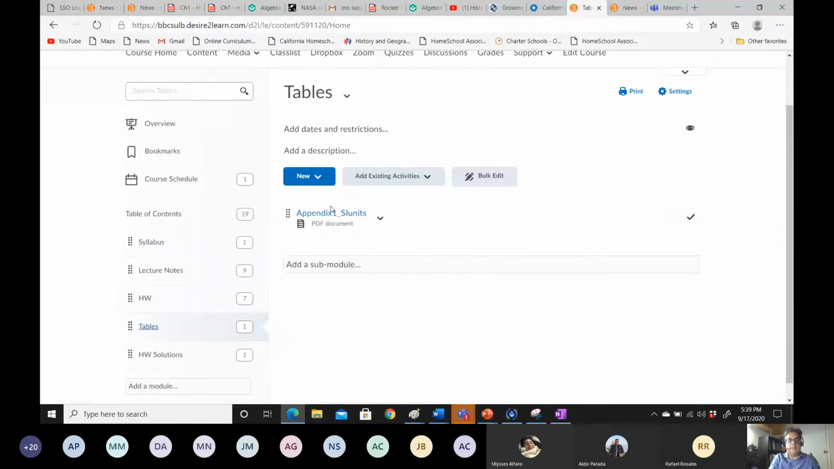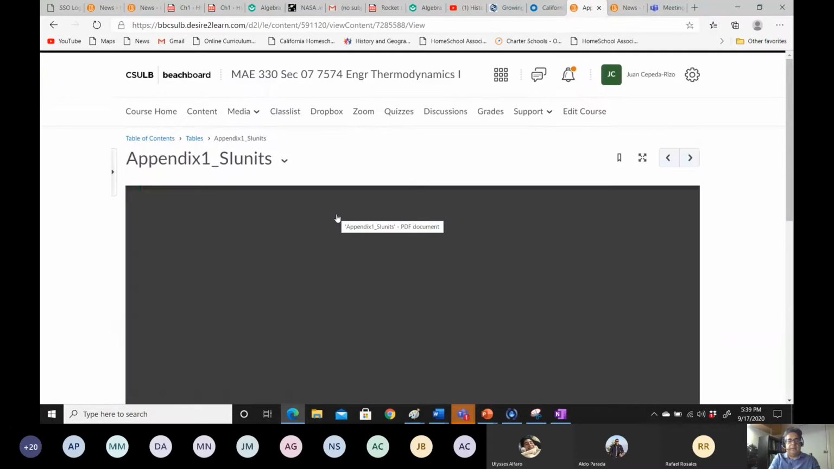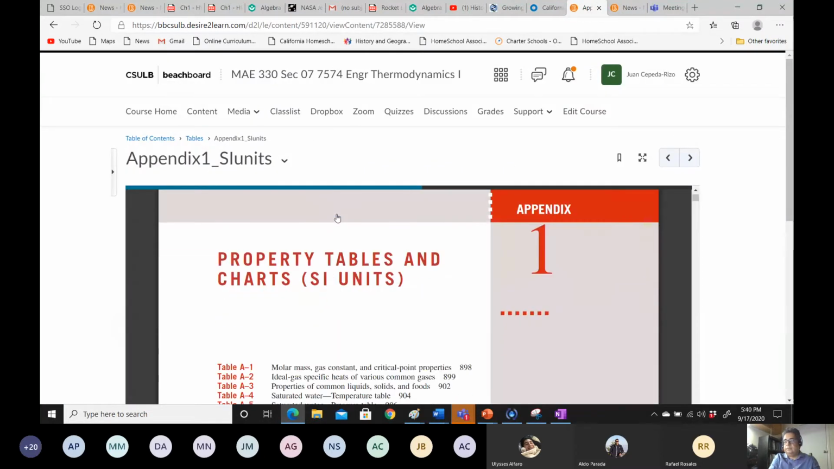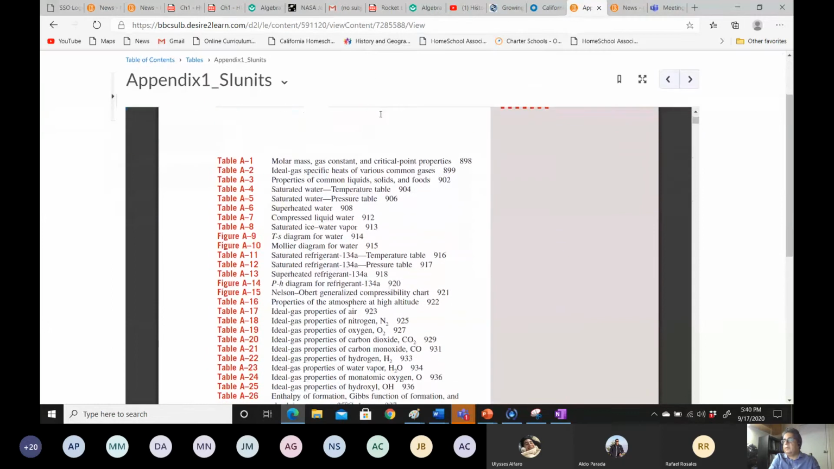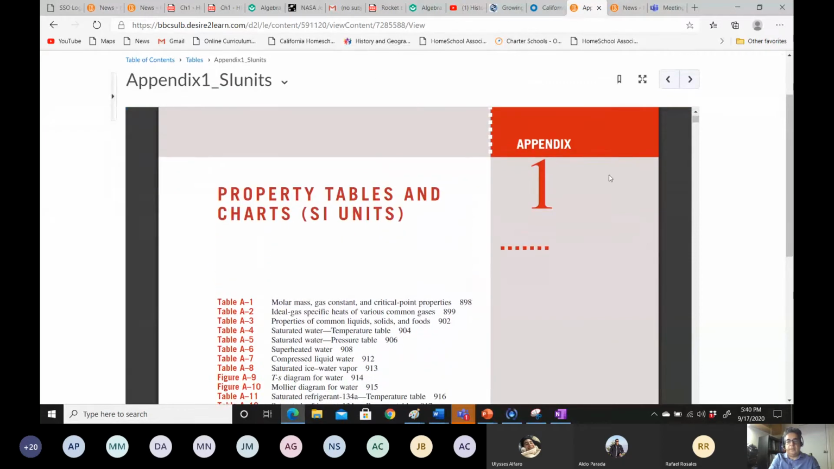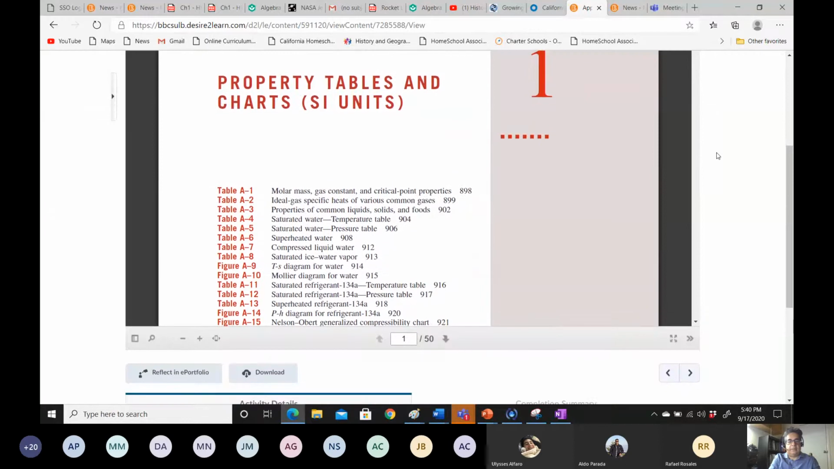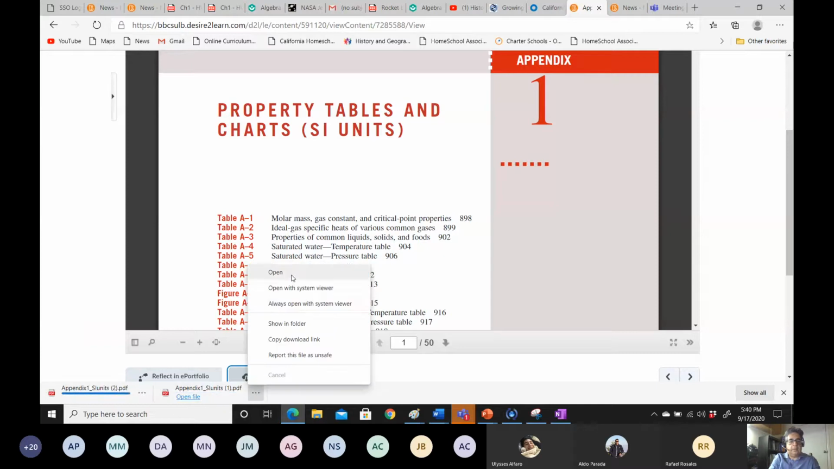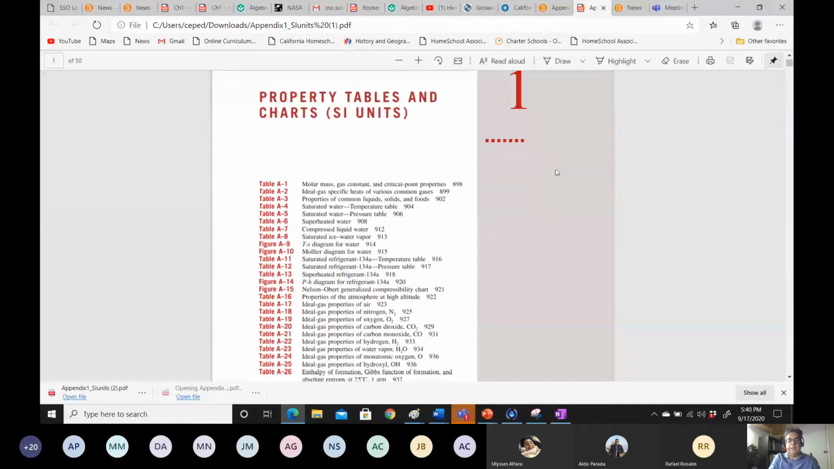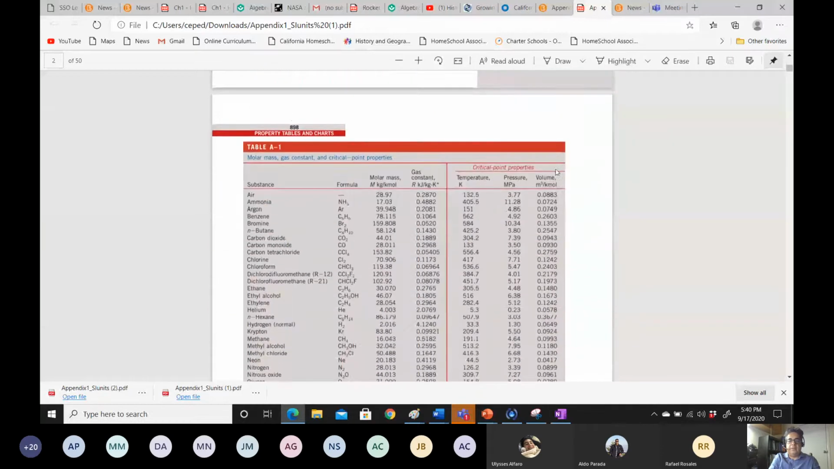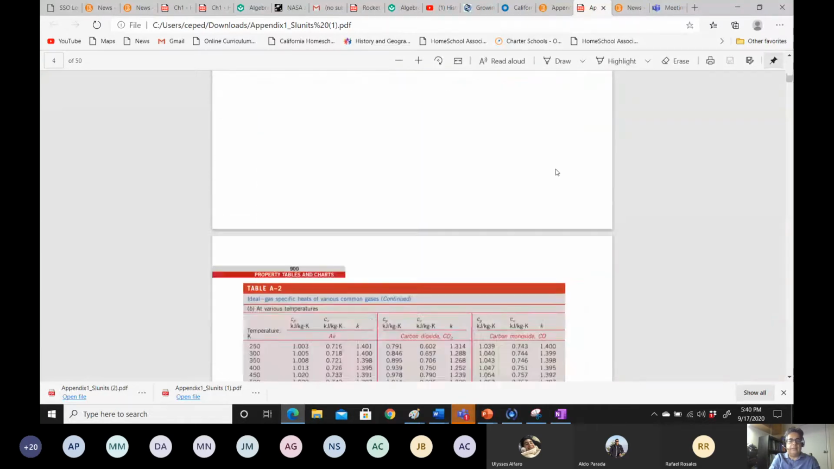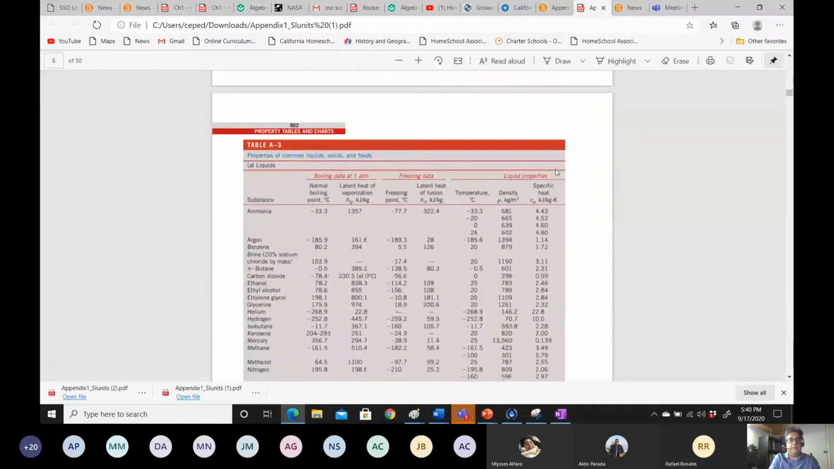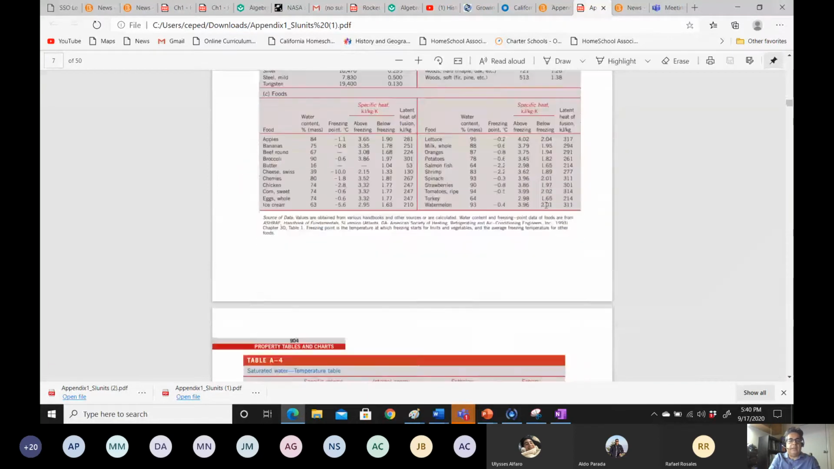So if you don't have a textbook, you can always go here to Beachboard and go to tables and open up basically the appendix, the back of the book. We're going to need this for our class right now. I didn't download this, so let me download it. It's a little easier to deal with when it's downloaded. So the saturation tables for water, for example, are tables A4 and A5, and that's in the appendix of your book.